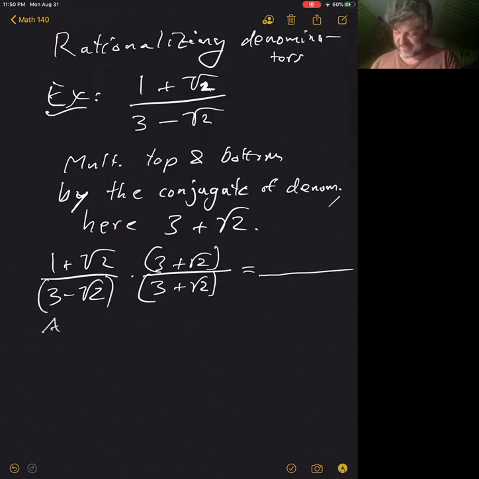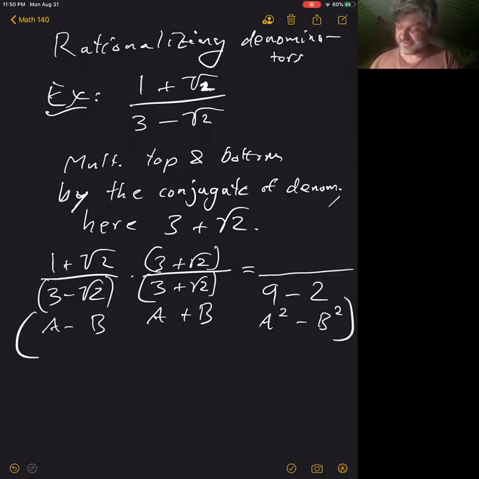So this is a minus b, and that's a plus b. So what do we get as result? We get a squared minus b squared. So that's 9 minus 2. Just in parentheses for explanation down here. This is only about the denominators. My denominator is now 9 minus 2, not a square root in there anymore. It's a 7. The numerator is messy, can't do anything about that.